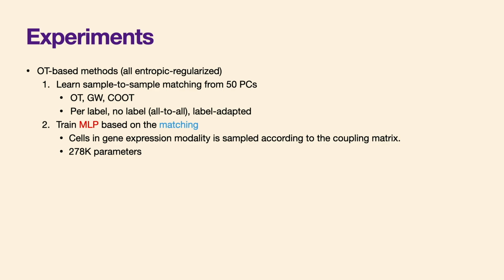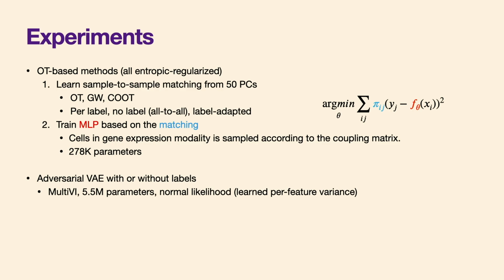We run optimal transport, Gromov-Wasserstein optimal transport, and this other framework I haven't discussed called co-optimal transport. For all of them, we run the per label, no label, and label constrained. And then we train a multi-layer perceptron to predict the gene expression from the proteins using the same formula I've discussed. And then we also compare to the adversarial VAE.